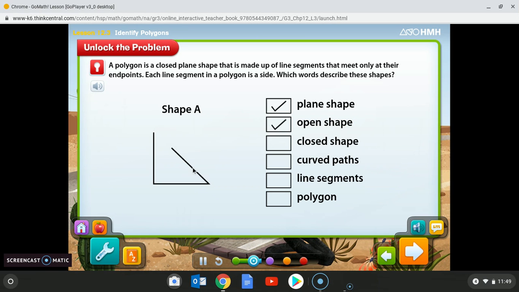So if it's an open shape, then that means, friends, it's not closed. If it's not closed, it's open. If it's open, it's not closed. If it's closed, it's not open, so on and so forth. It can only be one thing is what I'm trying to describe.